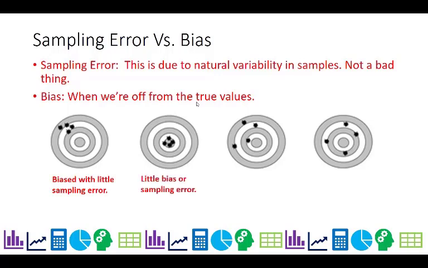This has little bias or no sampling error, lots of bias and sampling error, and little bias because it's close to the true, but still lots of sampling error. Honestly, we love this. We're still pretty happy with this on the right. We do not like either one of these, okay?